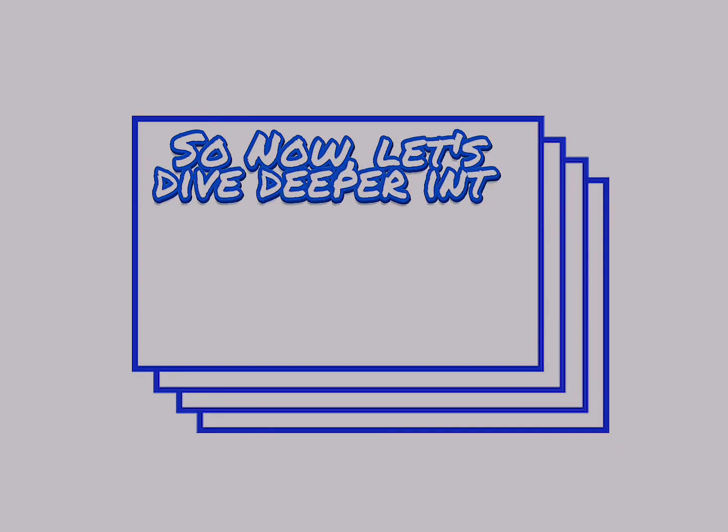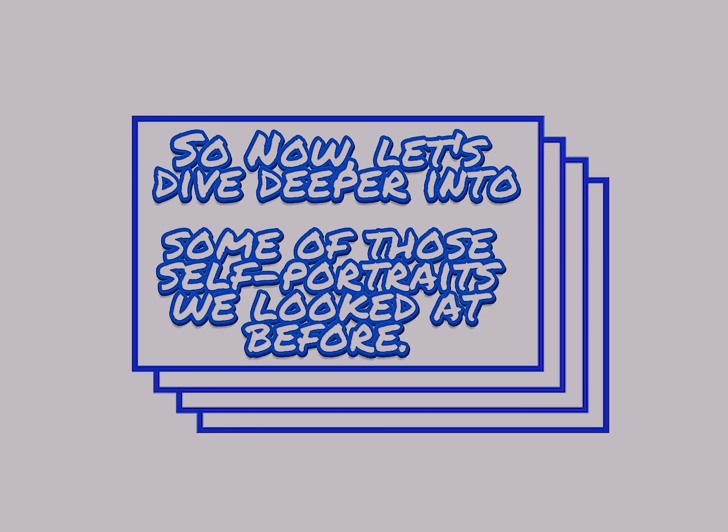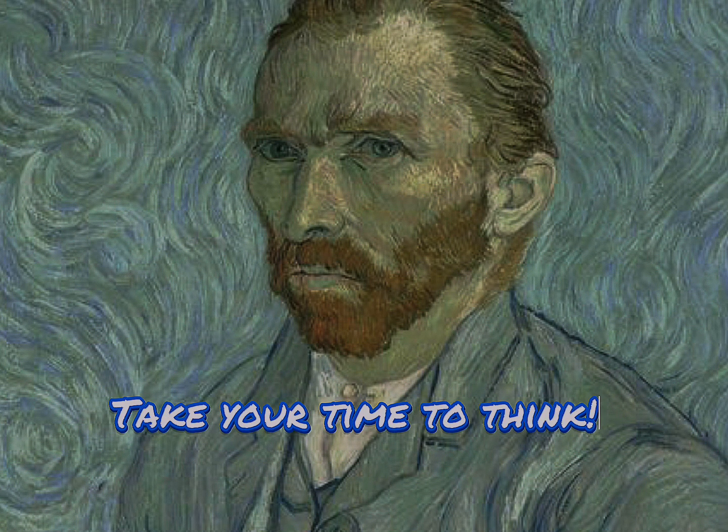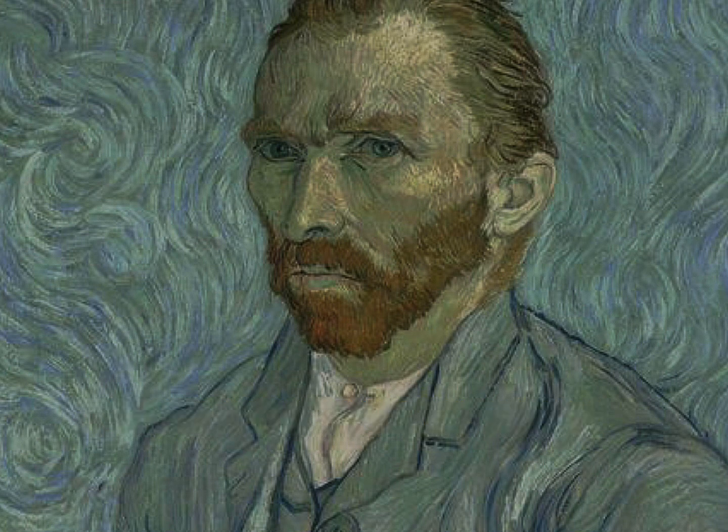So now let's dive deeper into some of the self-portraits we've looked at before. Firstly, take a look at this one by Vincent van Gogh. What do you notice about this self-portrait? What emotions and ideas have been conveyed? Great observations. Notice how Van Gogh uses colour and brushstrokes to express his emotions. The bold swirling lines and vivid colours might tell us something about his state of mind.